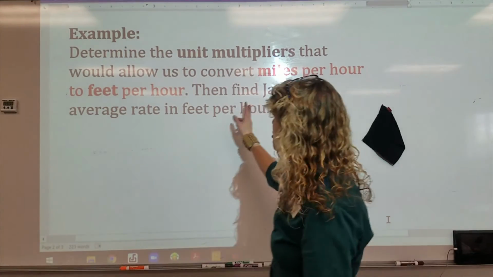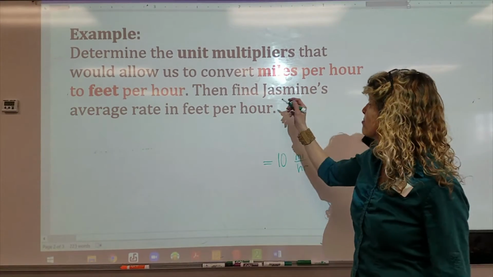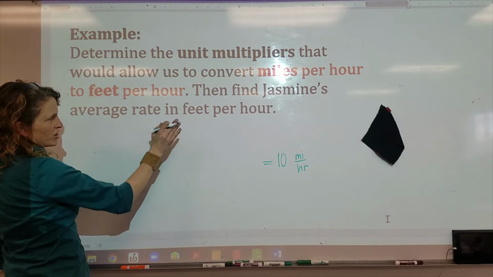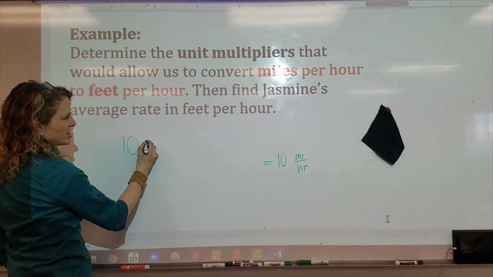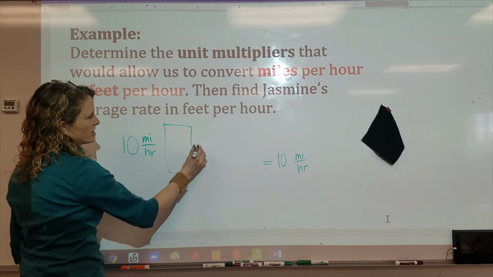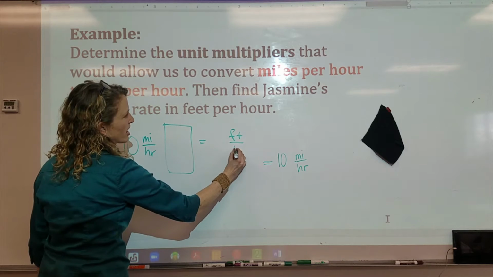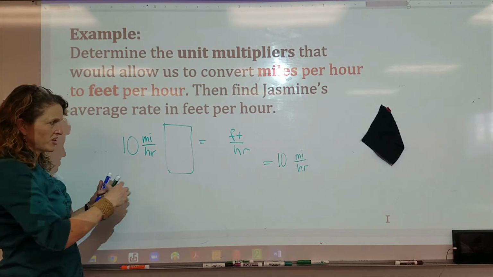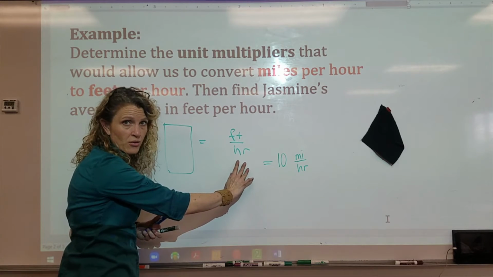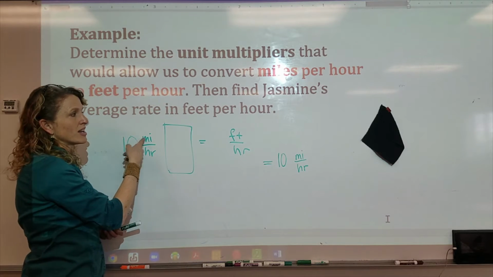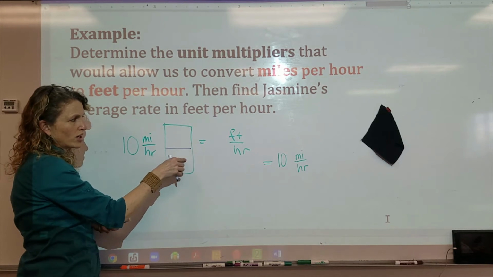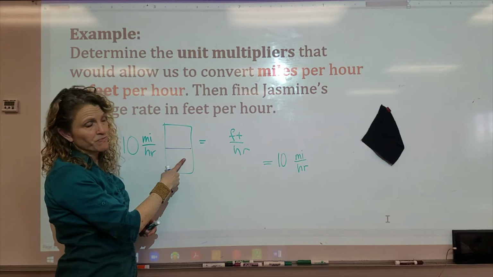The next example says, determine the unit multipliers that would allow us to convert miles per hour to feet per hour. So, and it says to use Jasmine's. So we're going to start with Jasmine's 10 miles per hour. We're going to convert that to feet per hour. All right, so notice hours and hours, they stayed the same, so don't change the hours. But what did change is miles and feet. So I need to think of a converter where one of them is miles and one of them is feet.